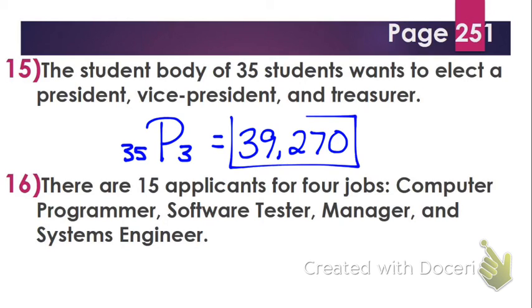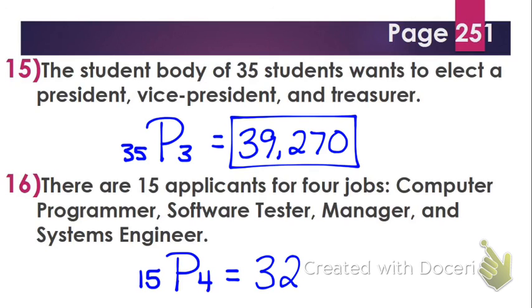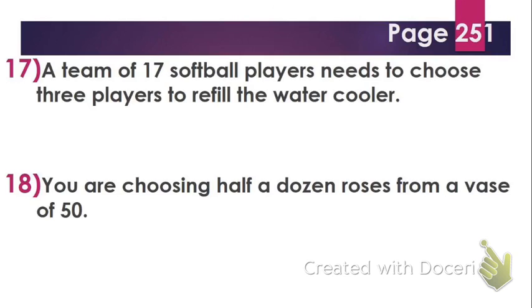What about the one below it? Combination or permutation? Permutation. Why permutation? They all have different jobs. They have different responsibilities. This would be 32,760. What about players to carry the water cooler? That's a combination. Doesn't matter. You guys are just going to all go help carry the cooler.